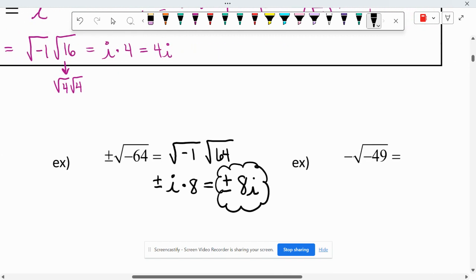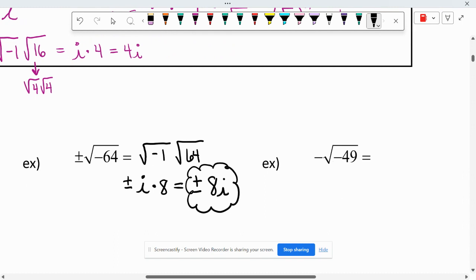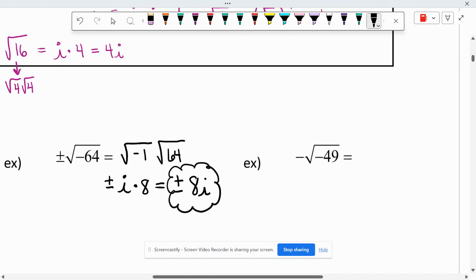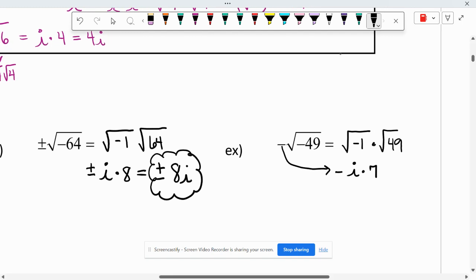So when I look at this next example, I just want the negative root. That's what that minus sign outside of it means. You're just going to give me the negative answer, right? So let's see. The square root of -49 is the same thing as the square root of -1 times the square root of 49. But what is the square root of -1? I. And what is the square root of 49? And I need to bring this negative out here. So when I multiply them all together, I get -7i.